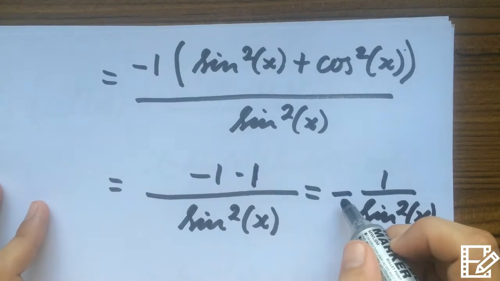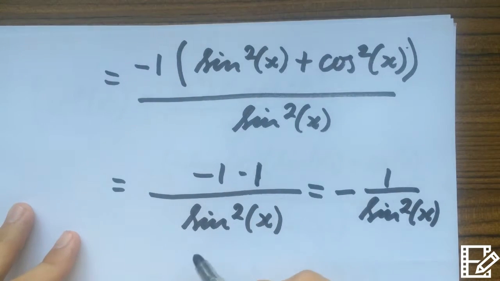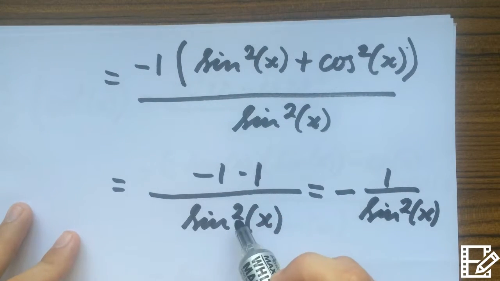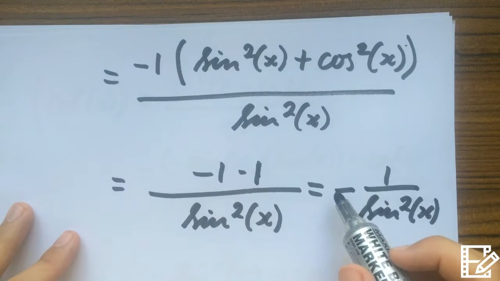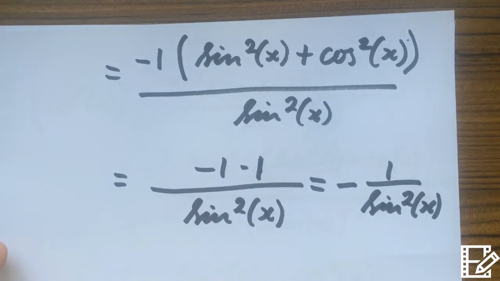Now why did I bring the negative down there and not leave it up top? Well, those are the same things, because if you have a negative on the top or a negative on the bottom, it's still a negative fraction. So if you put the negative at the front, it's the same. Okay?